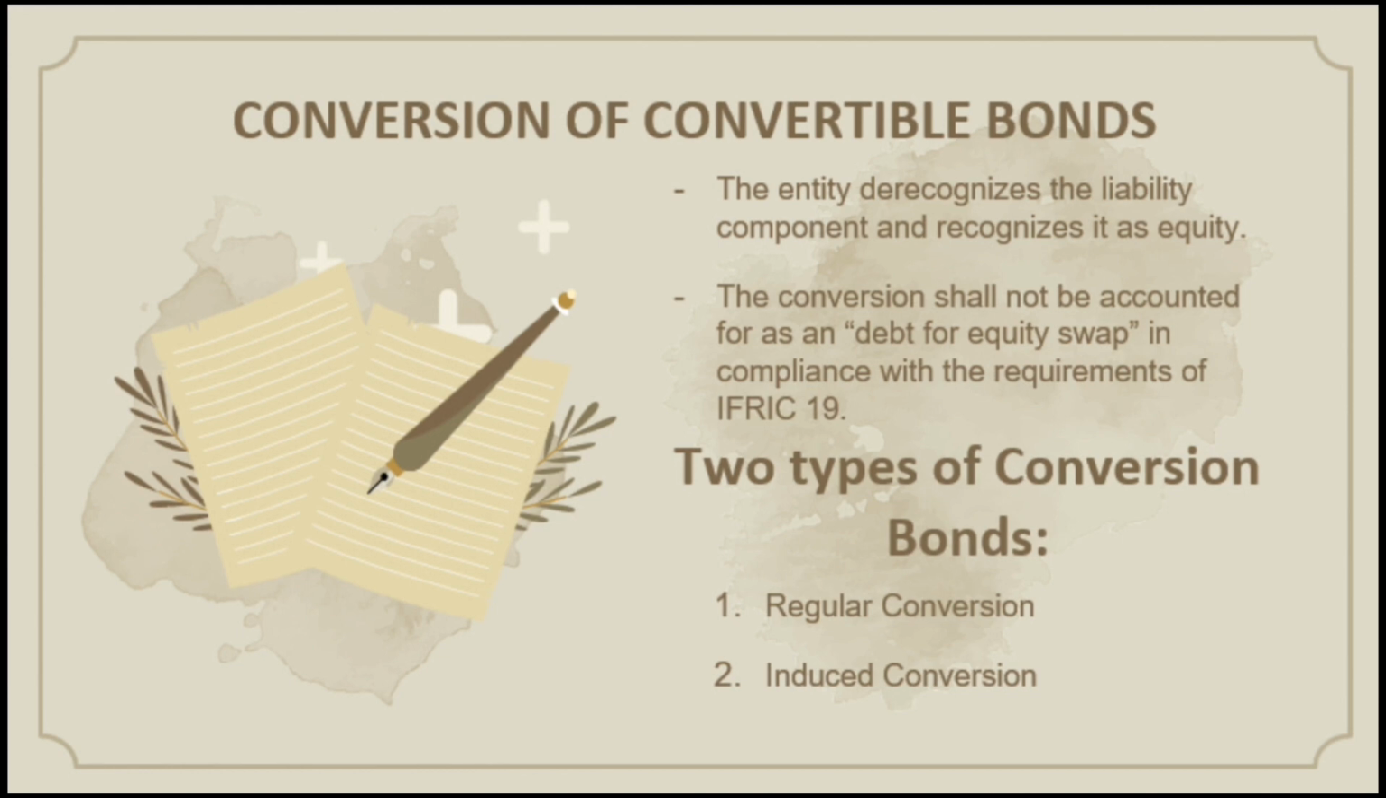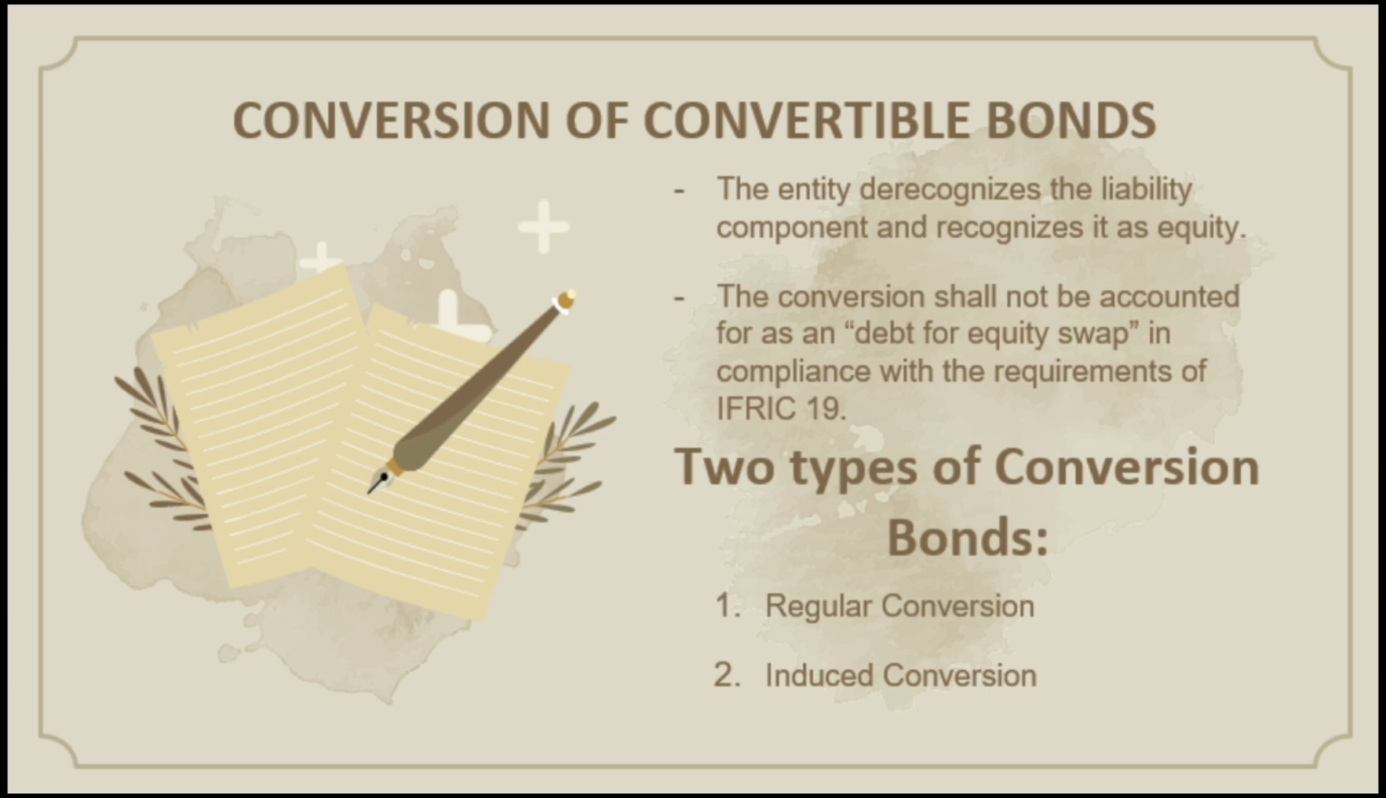According to PAS 32, when a convertible instrument is converted, the entity derecognizes the liability component and recognizes it as equity. The original equity component remains unchanged, although it may be transferred within different equity line items. It is important to note that the conversion is not accounted for as a debt for equity swap as per the requirements of IFRIC 19.